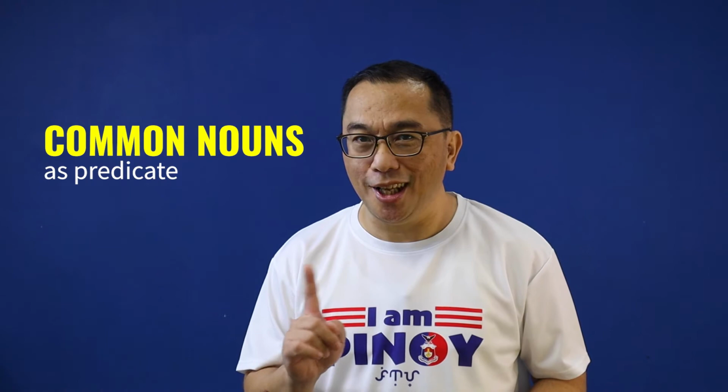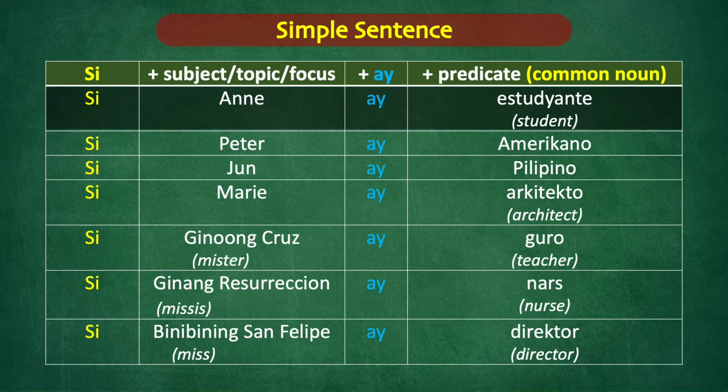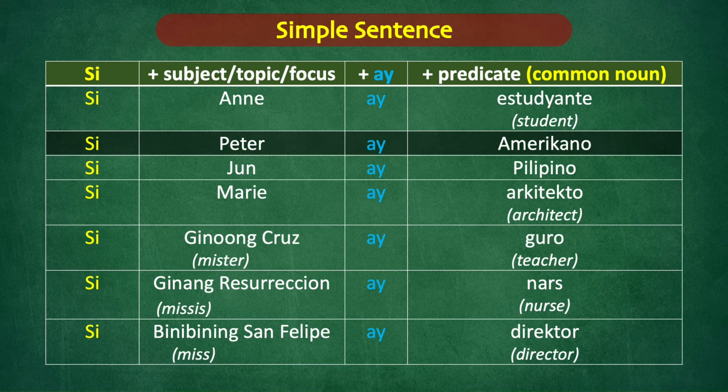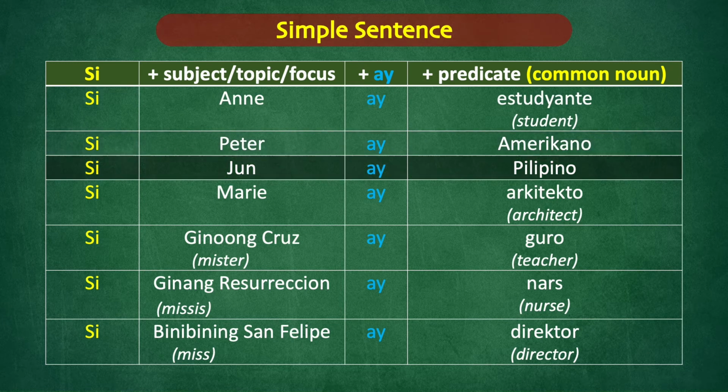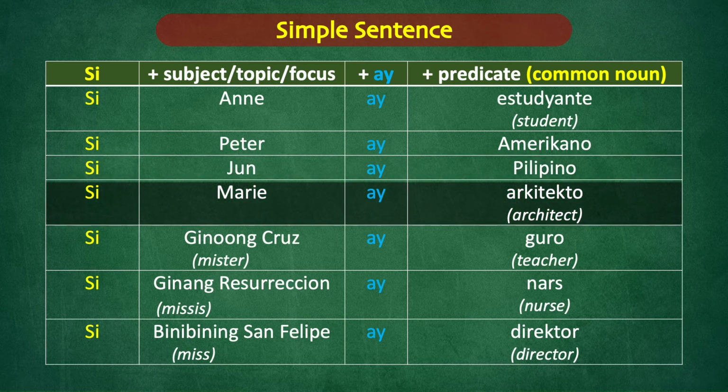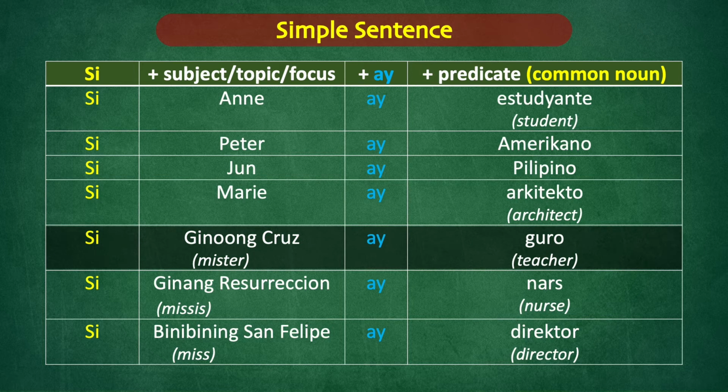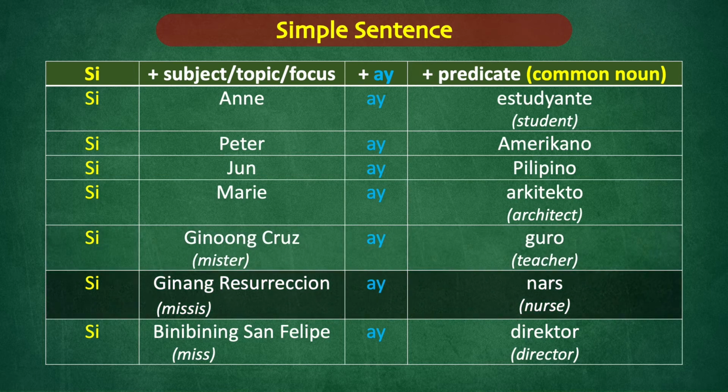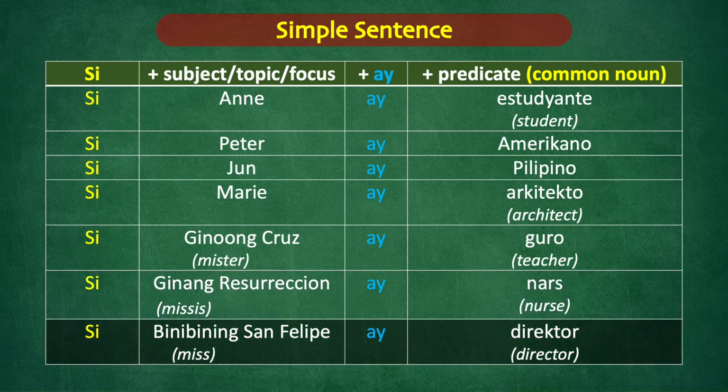Now, let's try using common nouns as the predicate. Again, no translation. Si Ann ay estudyante. Si Peter ay Amerikano. Si June ay Pilipino. Si Marie ay arkitekto. Si Ginoong Cruz ay guro. Si Ginang Resurreksyon ay nurse. Si Binibining San Felipe ay direktor. Cool? Are you with me?